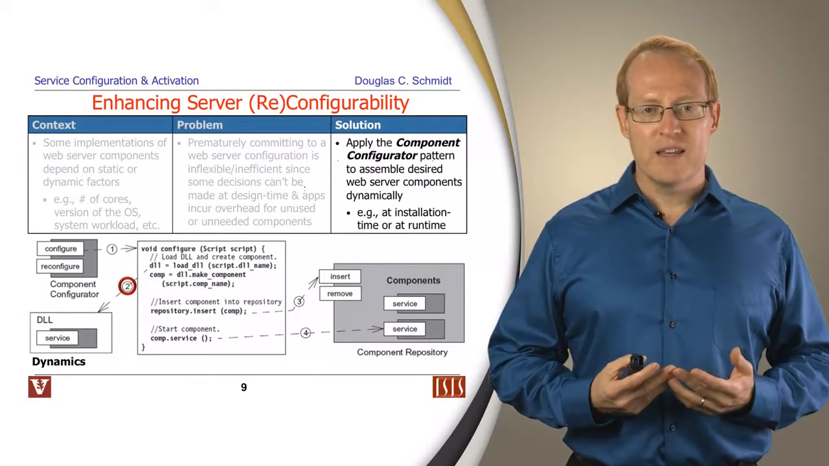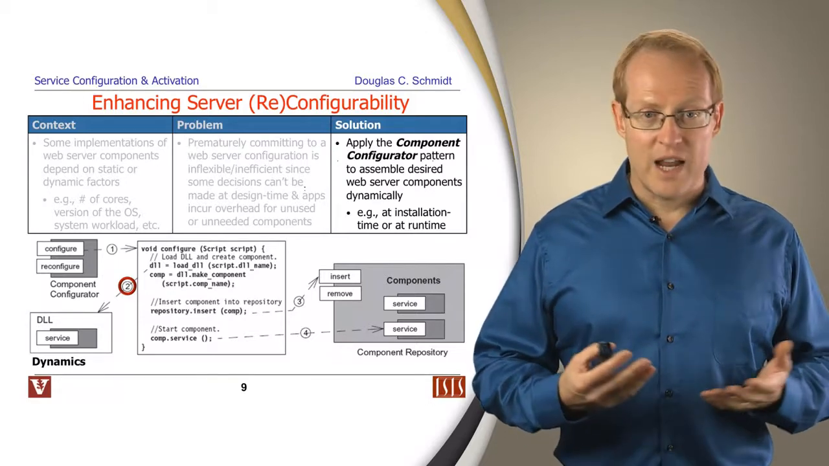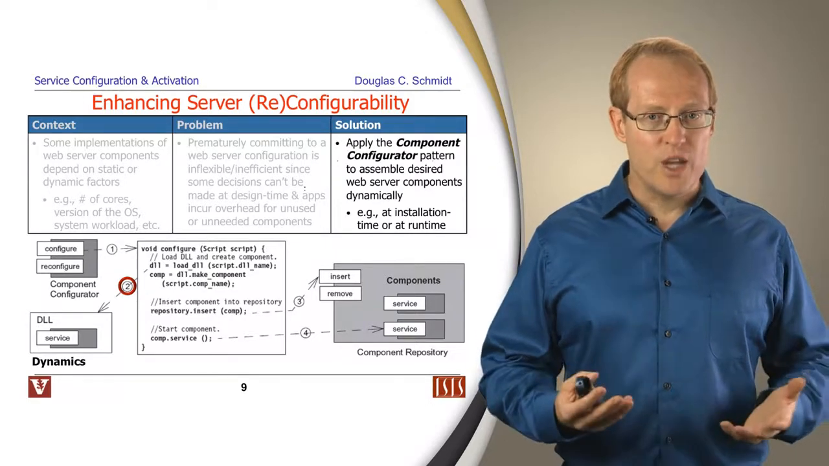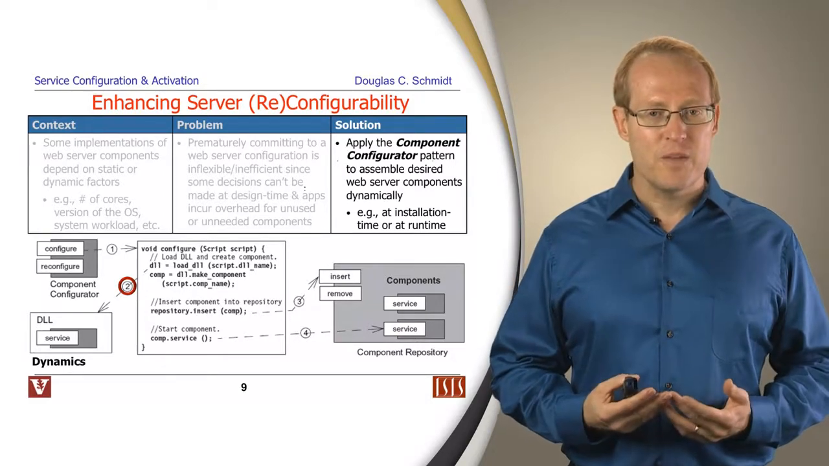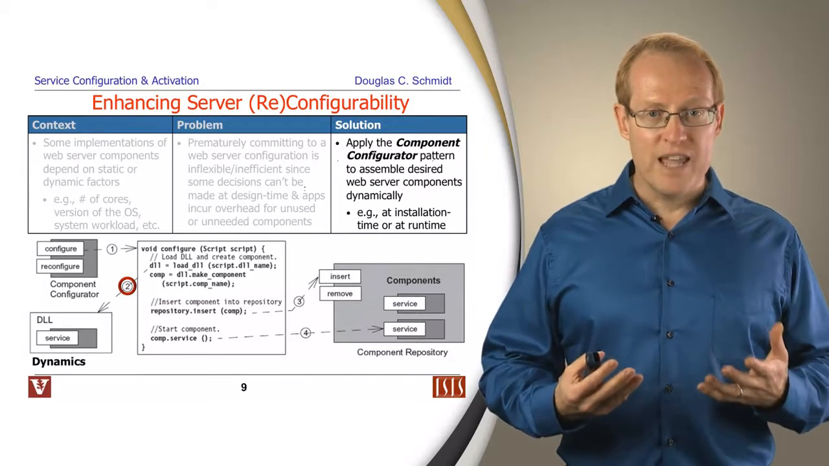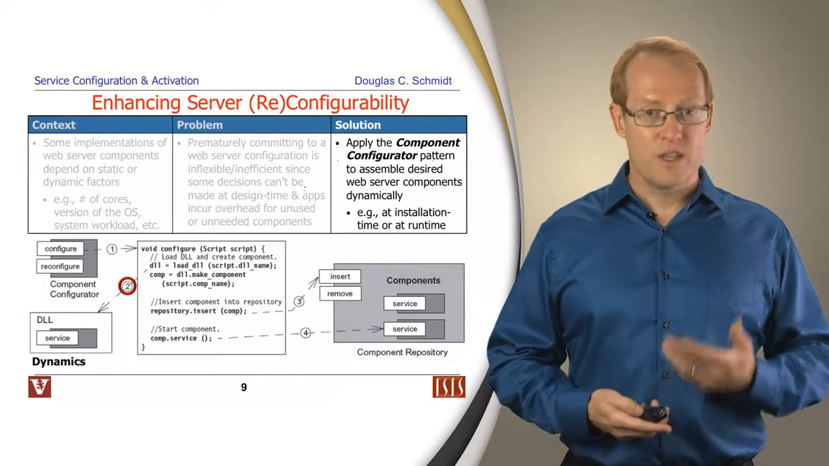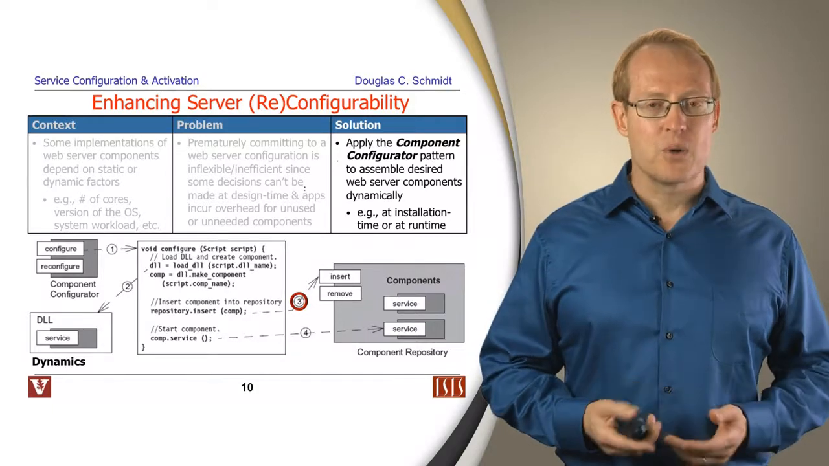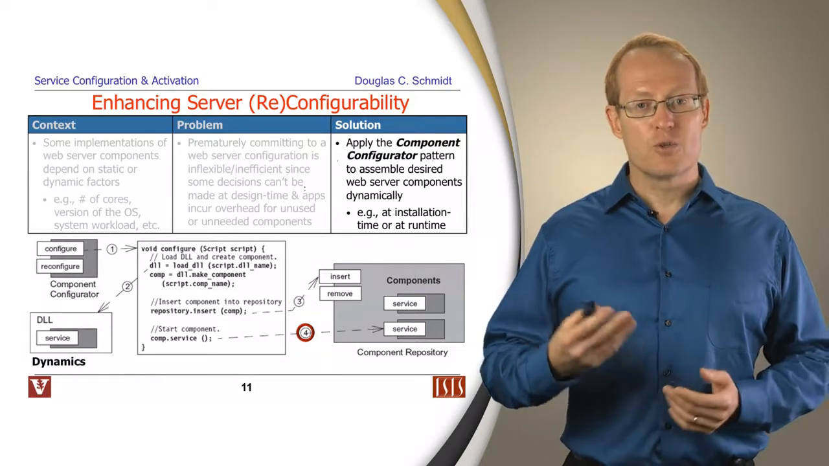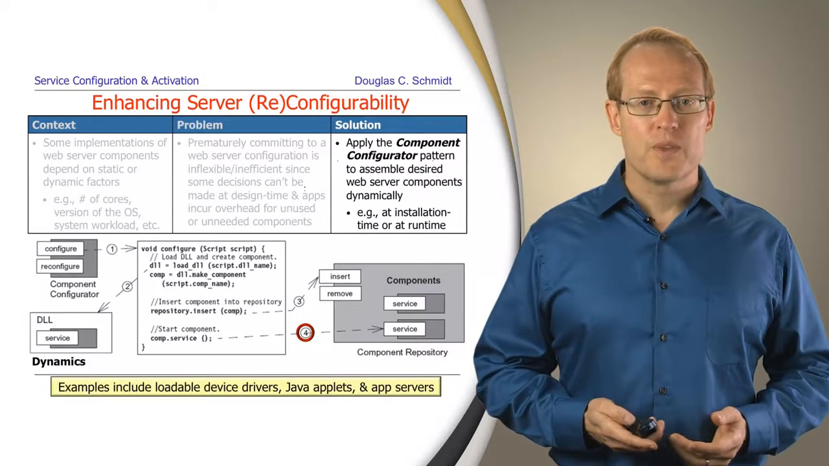That will then go ahead and look into some kind of dynamic link library or shared object, pull out the various information, typically in the form of a factory function, that will create the appropriate instance of the component with its appropriate implementation. That will then get stored in the component repository, and the service can then begin to run to do whatever it is it needs to do.